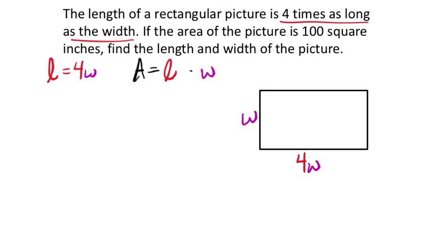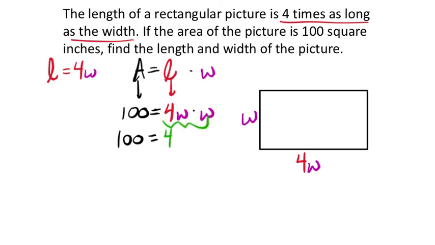So in my formula for area, it says the picture is 100 square inches, so 100 equals the length. But now my length, I know, is 4 times the width, and that is still multiplied by the original width. To simplify this, I now have 100 equals 4 times W. All that together is still multiplication, but it's 4 times W to the power of 2.